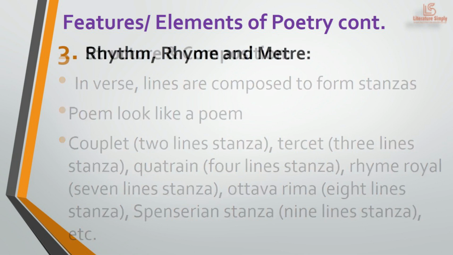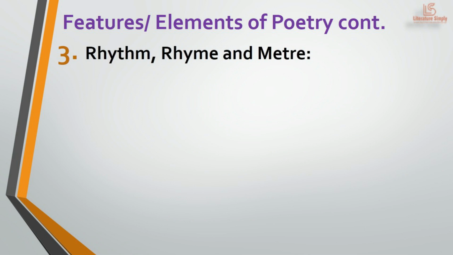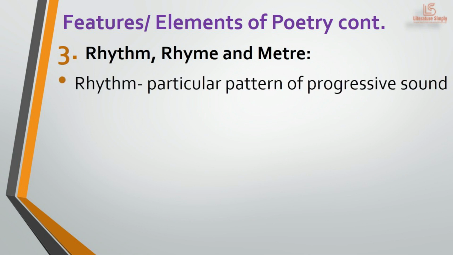Number 3. Rhythm, rhyme and meter. As we have seen in the definitions above, a poem includes rhythm, rhyme and it is a metrical composition. Rhythm is a particular pattern of progressive sound generated while reading or listening to a poem. Repeating a poem again and again, we can understand the flow of sound.